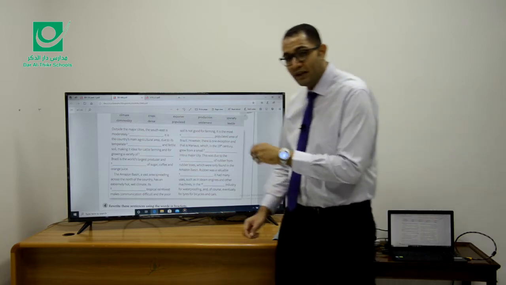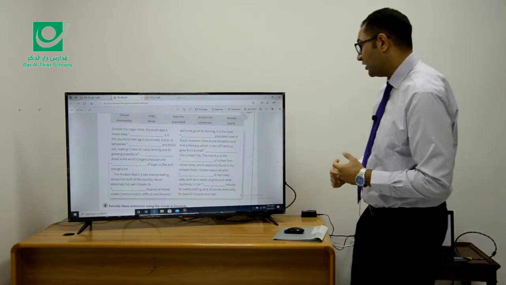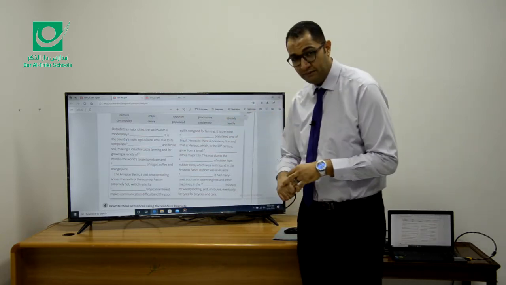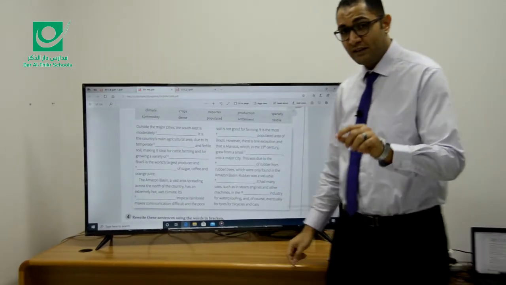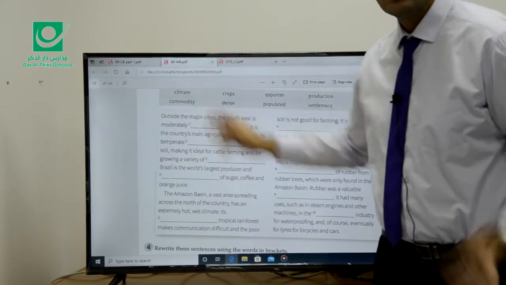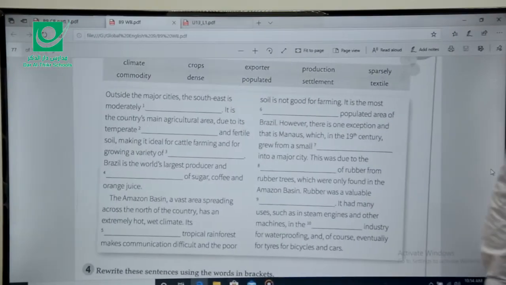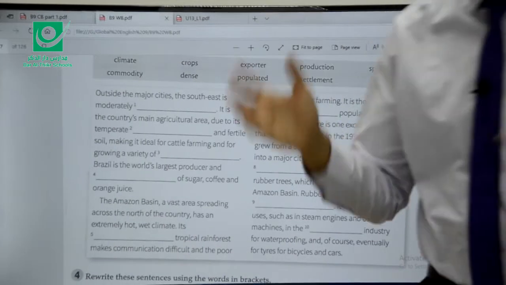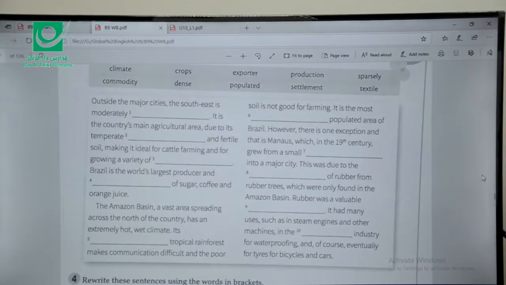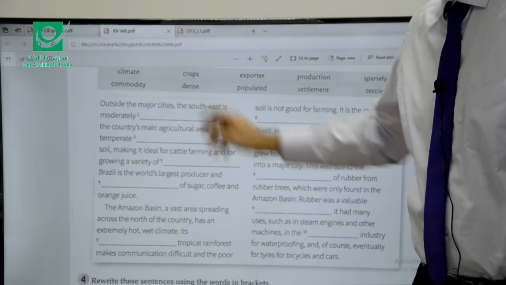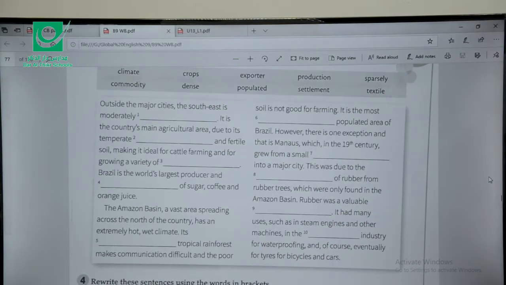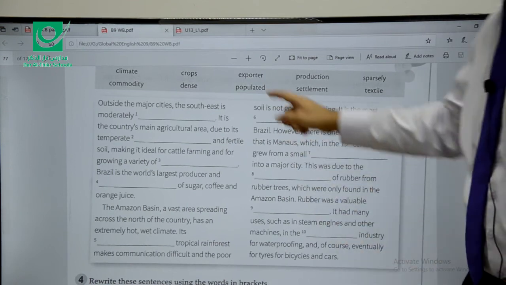We need to look at them carefully. We have had some of them before in the previous lesson, but now we are going to focus more on this. The first one is climate. It's not the weather, but the general features of weather at that place. Also, we have crops. What do I mean by crops? Different types of vegetables and fruit being farmed.